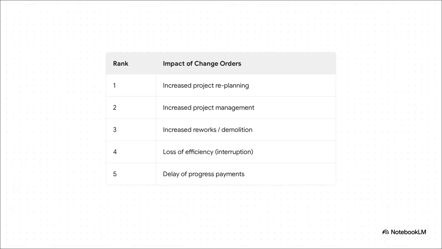So let's break that down even more. This table comes from over 100 industry pros, and it ranks their biggest headaches. Number 1, all that project replanning. Schedules, logistics, budgets, everything gets thrown up in the air. That leads directly to number 2, a huge spike in management effort. Then comes the physical pain, rework and demolition. That's followed by the ultimate productivity killer, work interruption. And finally, it hits the wallet with delays in payments. You see how it works? Each one just feeds the next, creating this awful, vicious cycle.